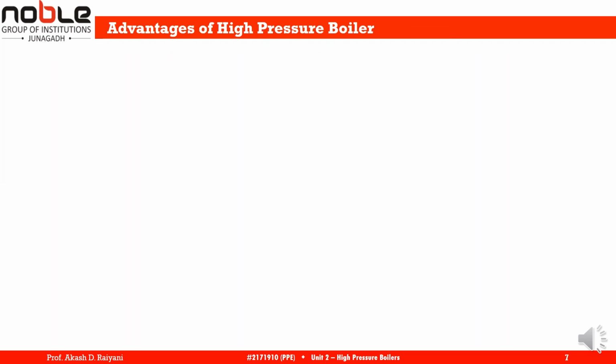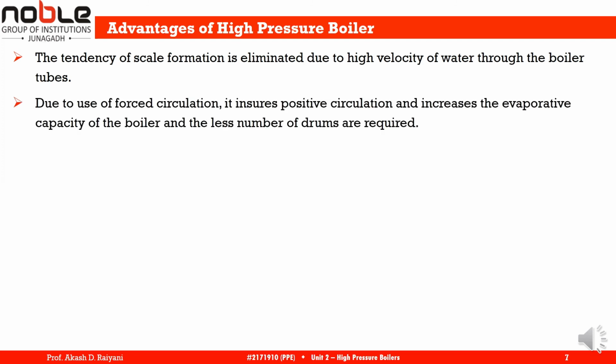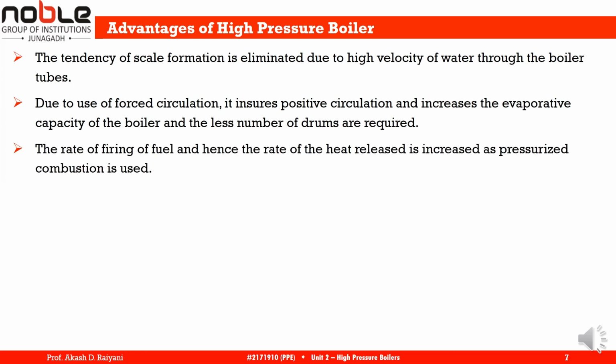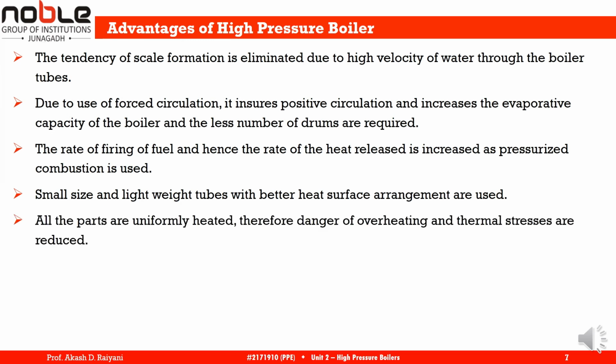Next one is advantages of high pressure boiler. The tendency of scale formation is eliminated due to the high velocity of water through the boiler tubes. Due to the use of forced circulation, positive circulation is ensured and the evaporative capacity of the boiler increases, and fewer drums are required. The rate of firing of fuel, and hence the rate of heat release, is increased as pressurized combustion is used. Small size and lightweight tubes with better heating surface arrangement are used.